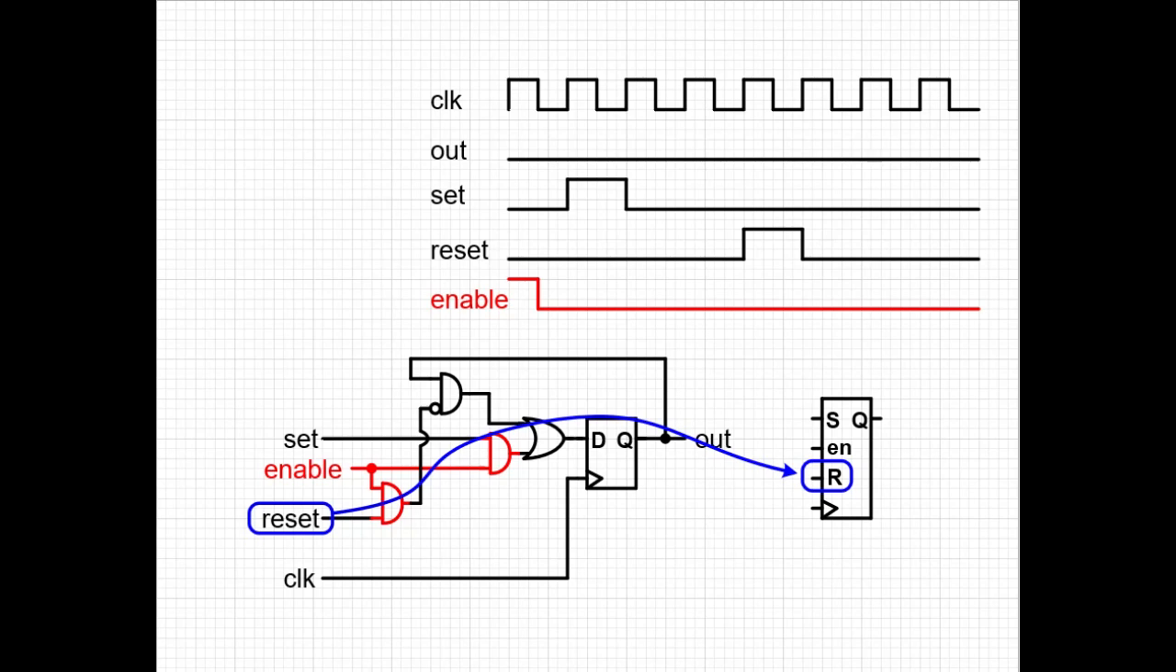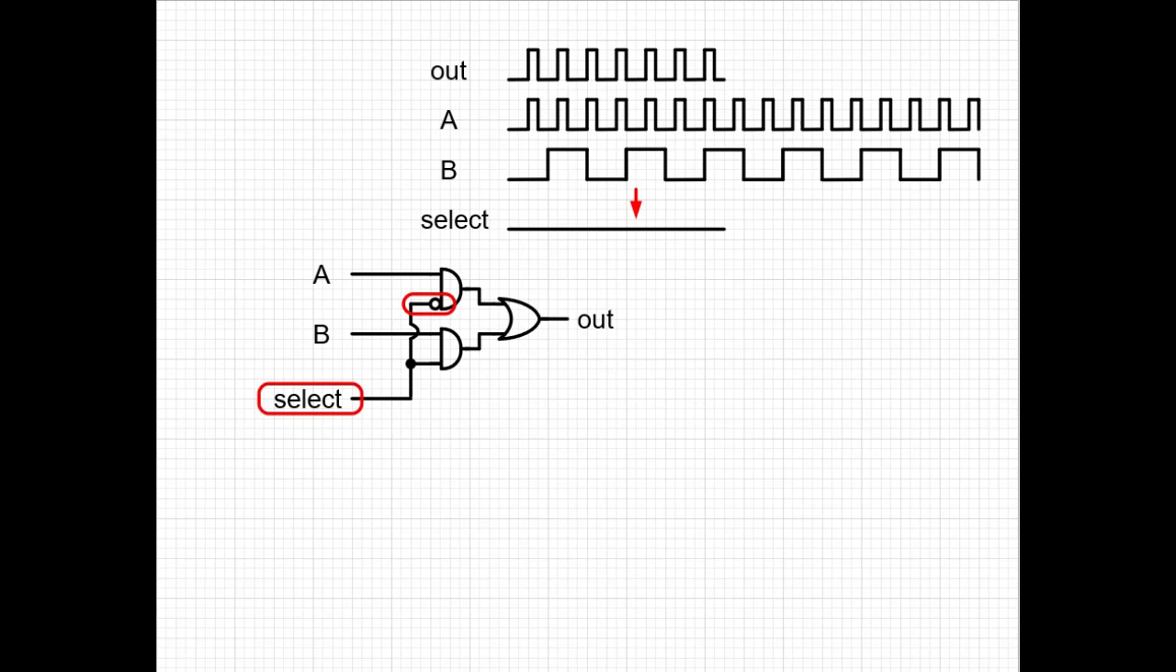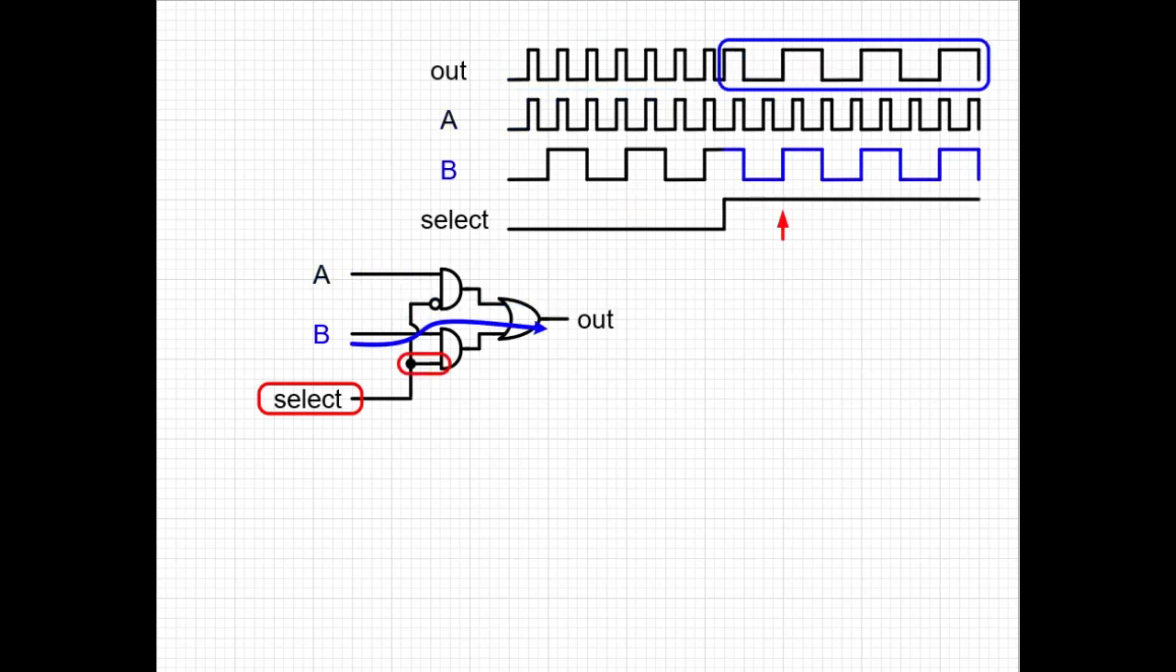Next, we'll look at a fairly simple but common and useful function. This time, we start with the humble OR gate. We add two AND gates, one with an inverted input, and label two inputs, A and B. And finally, we add a control signal that we call select. When select is low, the A signal finds its way through to the output. And when select is high, the B is, well, selected.